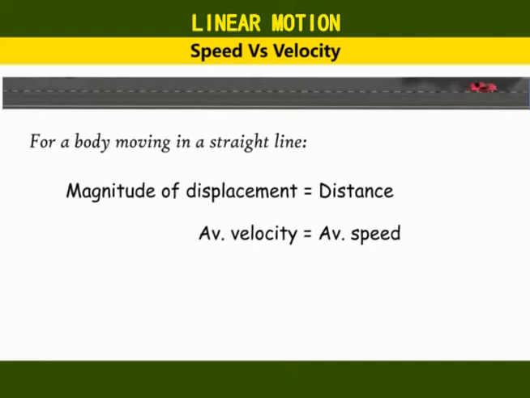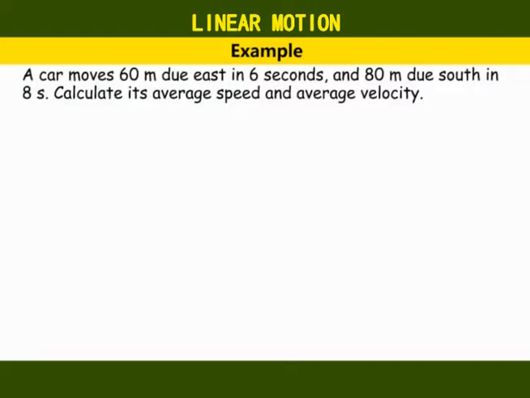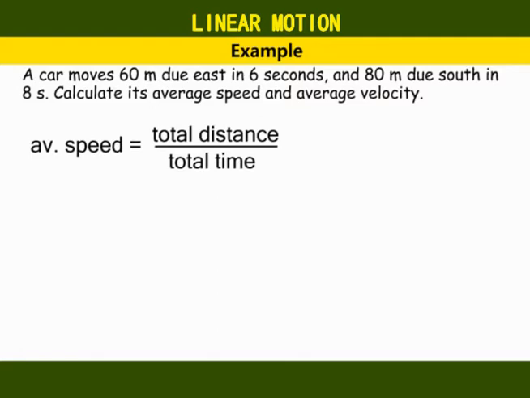Let's take an example. A car moves 60 meters due east in 6 seconds and then 80 meters due south in 8 seconds. Calculate its average speed and average velocity. Average speed is equal to total distance over total time taken. That is equal to 60 plus 80 meters over 6 plus 8 seconds, and that gives us 140 meters over 14 seconds, which is equal to 10 meters per second.